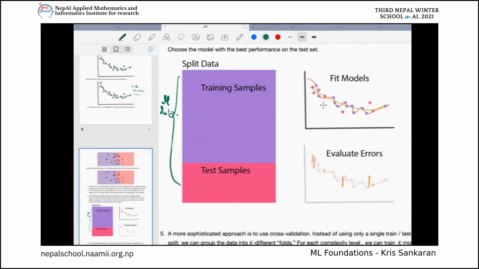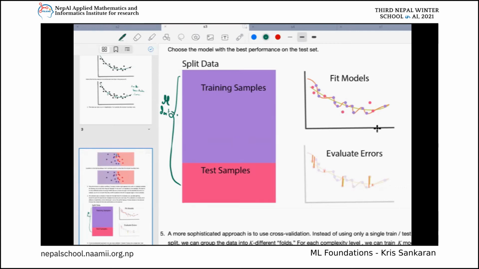Okay, so I use the purple points to fit models. I have one really complicated orange model and one relatively simple green model. Then using the test samples, the fraction you held out that you didn't use for training, you evaluate the relative error of the different models. In this example, you can see that the orange actually has higher error on the pink points than the green. So it's the same phenomenon as before, but this time we're actually able to evaluate it on data that we have.